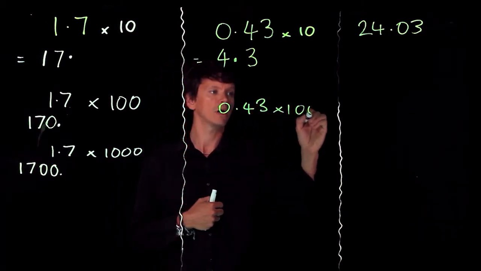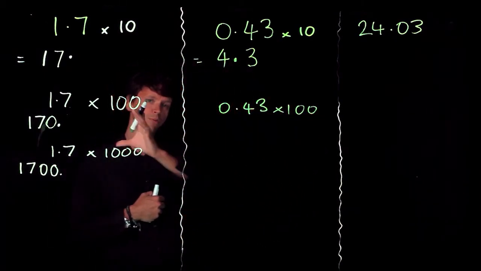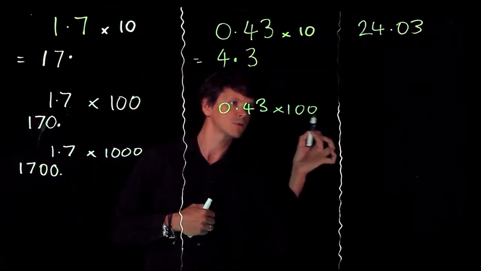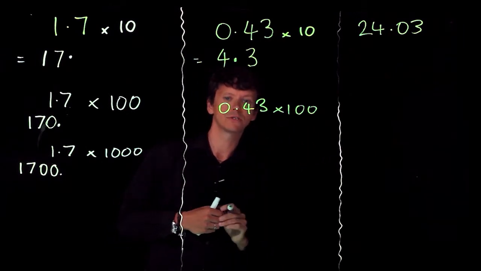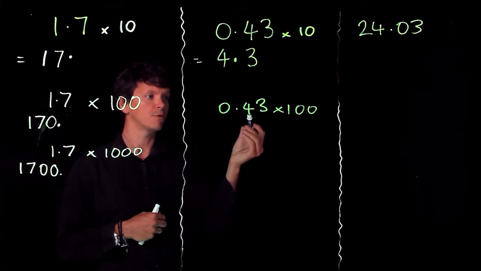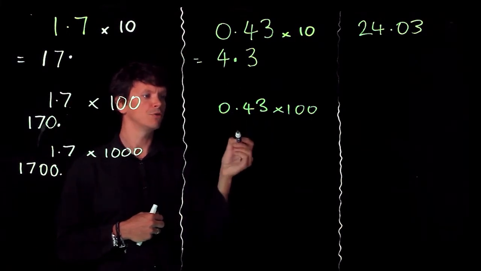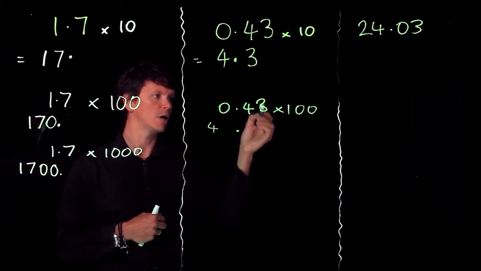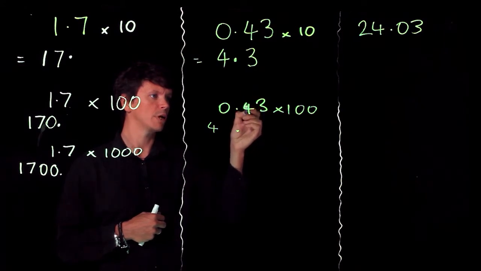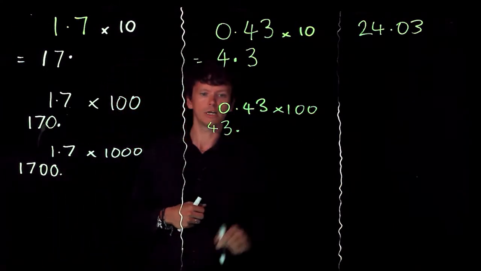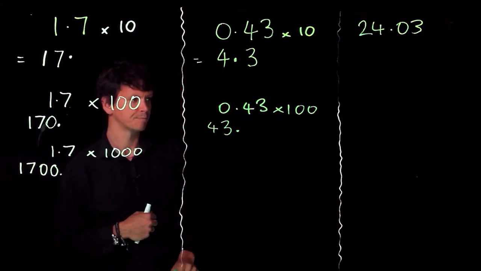0.43 times 100, same process. We're moving all these digits 2 places to the left. Why? Because we're multiplying by 100: 2 zeros in that number, so we're moving 2 places to the left. From our tenths column, we move that 4 1 place, 2 places. The 3 goes from our hundredths column 1 place, 2 places. 0.43 times 100 is 43.